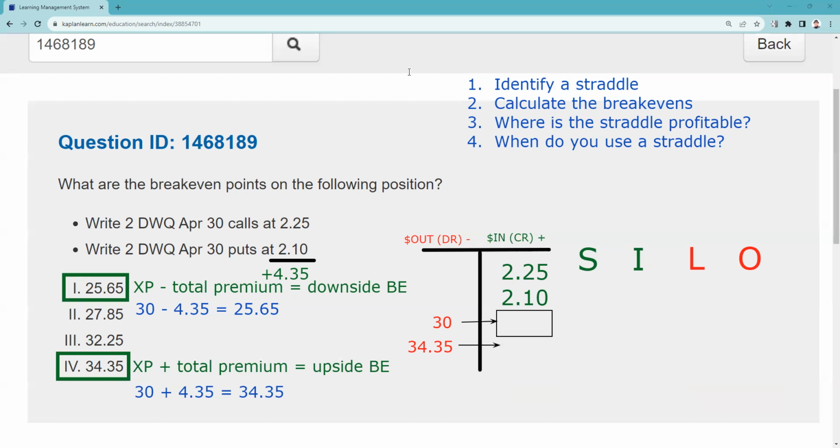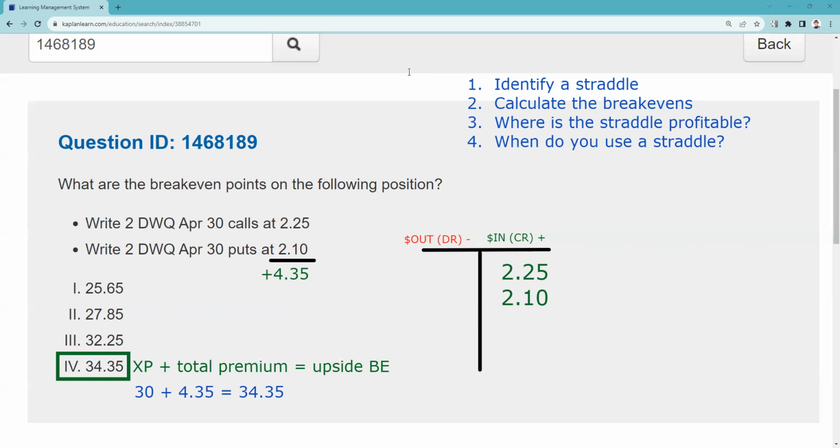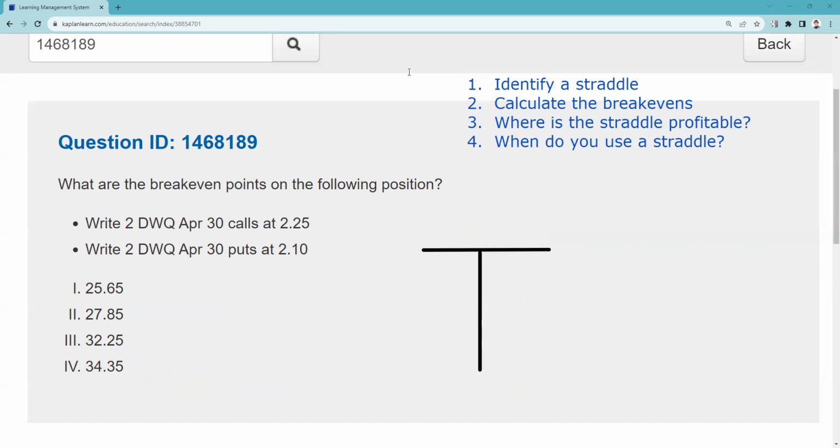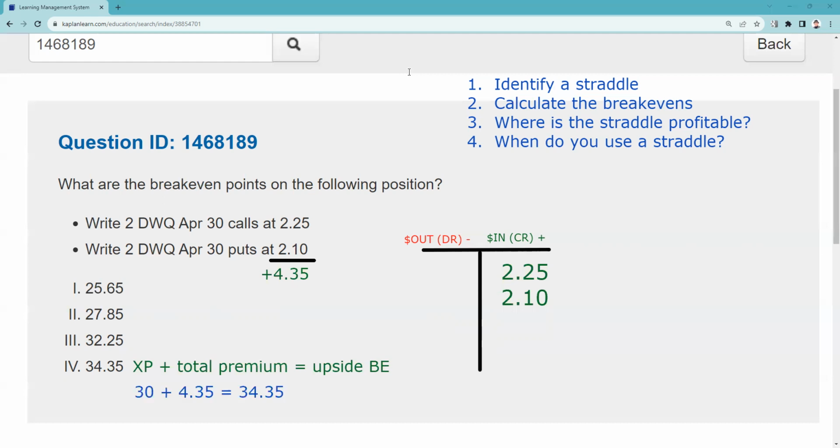Okay, so 4 things about a straddle. Just doing a reset here and reviewing. Can you identify a straddle? Can you calculate the break-evens? Can you determine where it's profitable, and when do you use it? A straddle is when you're long 2 different types of contracts, or short 2 different types of contracts. Can you calculate the break-evens? The way you do that is you total the premiums. You add it to the call: strike price plus total premiums. In this case, 30 plus 4.35 gives us our upside break-even of 34.35. Strike price minus total premiums gives us our downside break-even, 30 minus 4.35 equals 25.65.